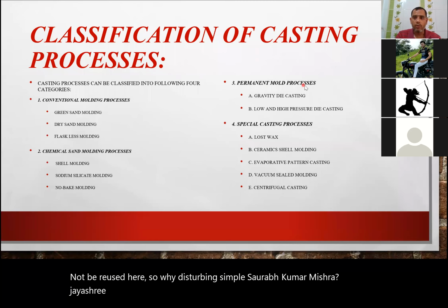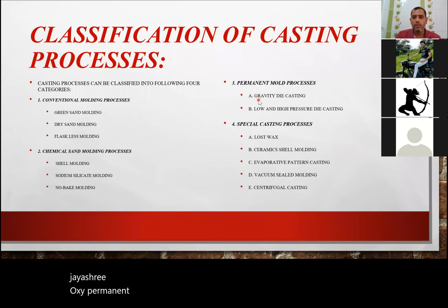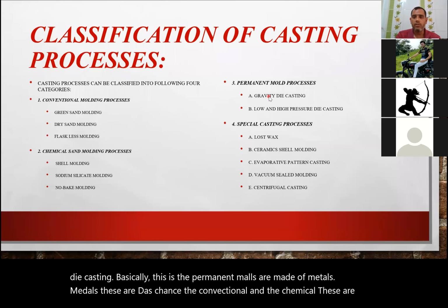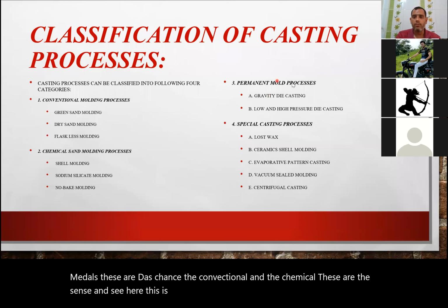See, permanent mold casting process. In permanent mold, there is gravity die casting. Basically, the permanent molds are made of metals. These, the conventional and the chemical, are sands. And see here, this is the metal. Here, the permanent mold process uses metals.